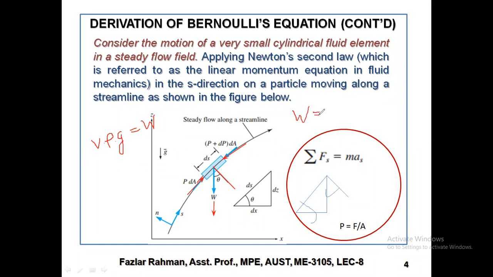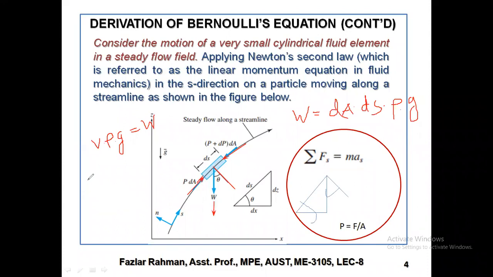What is the volume of the fluid? Obviously, area into length. What is the area we are thinking? Because this fluid element is cylindrical in shape with a very small area, we are thinking dA is the area. And what is the length? ds. So this is the volume. You multiply this volume by rho and g, and that is W. This W works downward. Now, if you take the summation of forces along the streamline, along the length of the fluid element, then how many forces do you have?